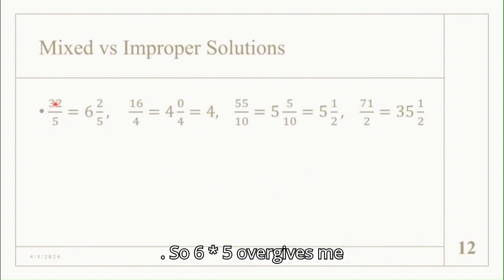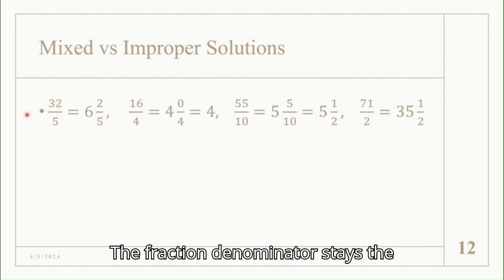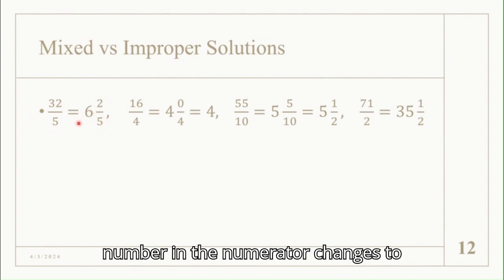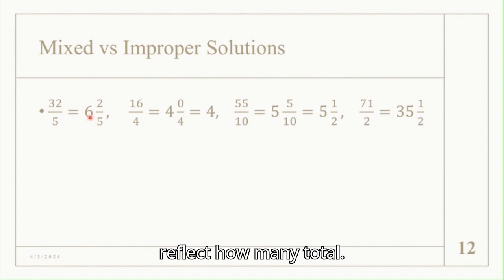So 32 over 5 gives me 6 and 2/5, because I know 5 goes into 30 6 times with 2 left over. So 6 times 5 gives me 30. 30 plus 2 is 32. 32 divided by 5. The fraction denominator stays the same, but the number in the numerator changes to reflect how many total pizzas we end up having.